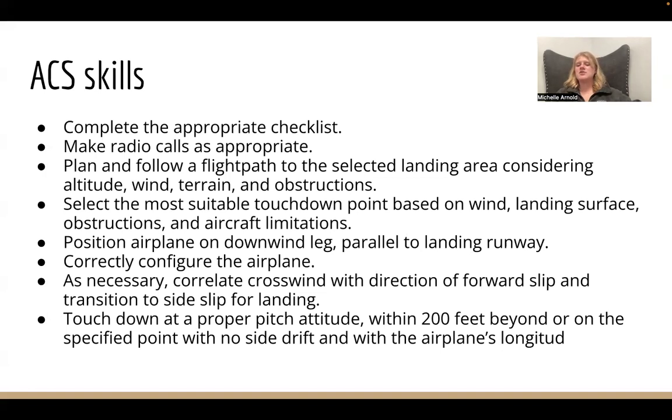Correlate crosswind with direction of forward slip and transition to side slip for landing. Touchdown at a proper pitch attitude within 200 feet beyond or on the specified point with no side drift. So for the power off 180, you cannot land before the point. You can land on the point or 200 feet beyond. So those are the tolerances in the ACS.